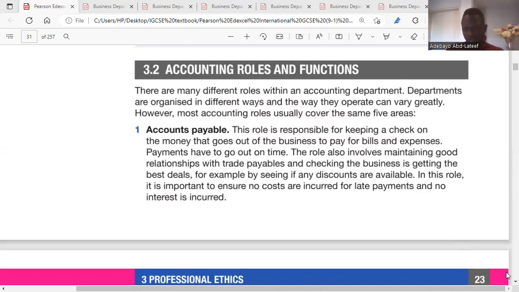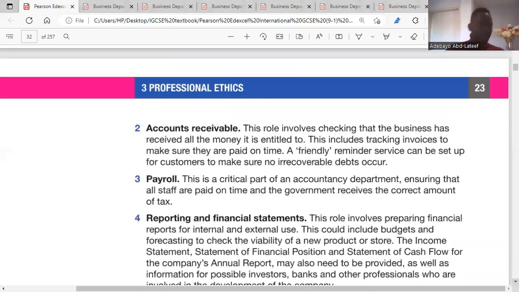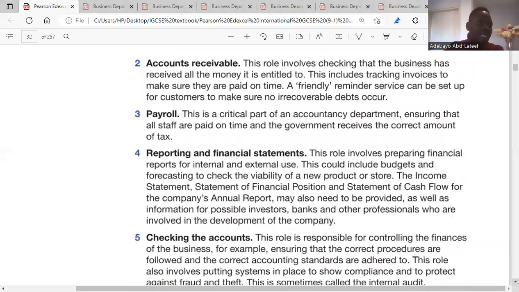So, accounts receivable. As we buy from suppliers, we also sell to customers. Yes or no? So for the customers that we sell to, what happens afterwards? We want to ensure that we track them and they pay us as at when due. Do you understand? So look at what I wrote about accounts receivable. This will involve checking that the business has received all the money it is entitled to. That means the accounts department will ensure that all money that is due to be paid to the company has been paid. Note, this includes tracking invoices to make sure they are paid on time.